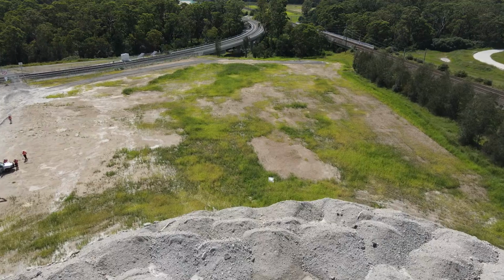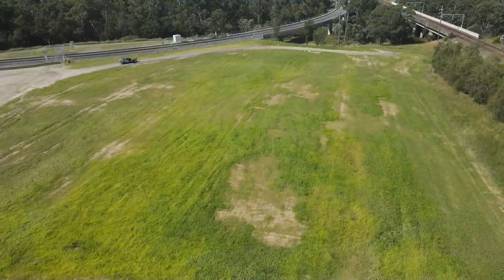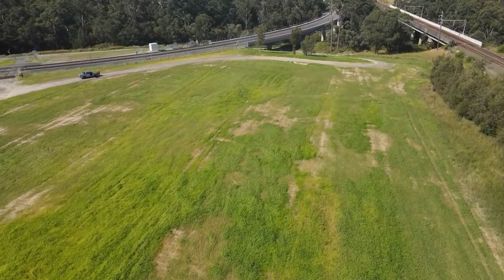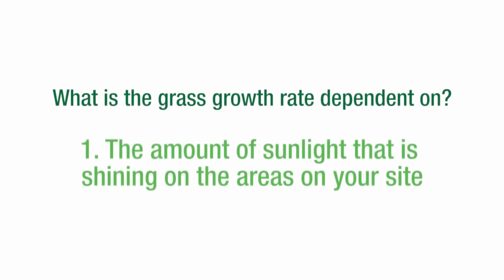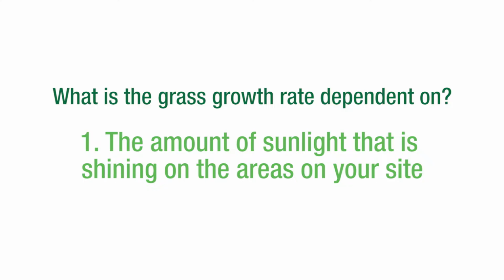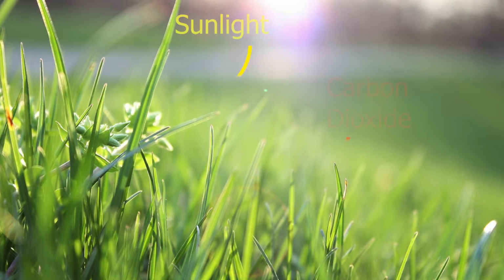Ultimately, the time taken for grasses to grow on your site is highly variable and dependent mainly on the following factors. Number 1, the amount of sunlight that is shining on the areas on your site. Grass gets the energy that it needs to grow from sunlight in a process known as photosynthesis. Less sunlight means less energy and therefore a smaller amount of growth.